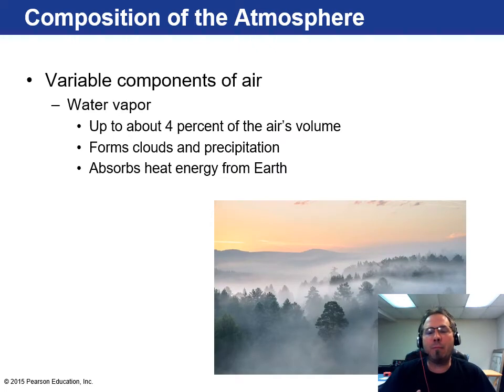So one of the variable components of air is water vapor. Now water vapor is up to 4% of the air's total volume. And that's where we get clouds and we get precipitation and fog, things like that. So you can see that image that there's sort of these low-lying clouds, and that's all water vapor. A lot of people might call it steam, which technically is water vapor, but that's from heating. This isn't necessarily from heating, it's from water vapor being sort of condensed in the air. And it absorbs energy, heat energy from Earth. What that means is it's kind of sucking up that heat and creating sort of a warmer layer of air near the surface that condenses all of that water.